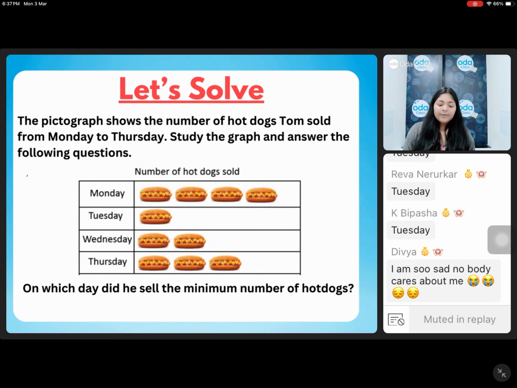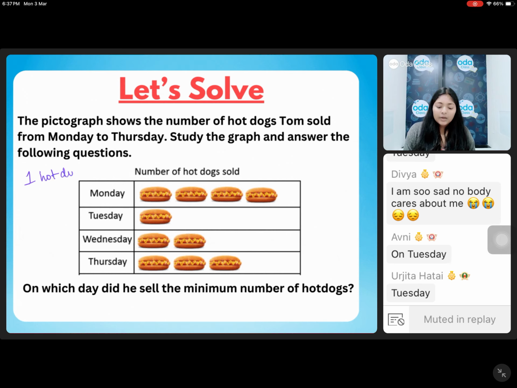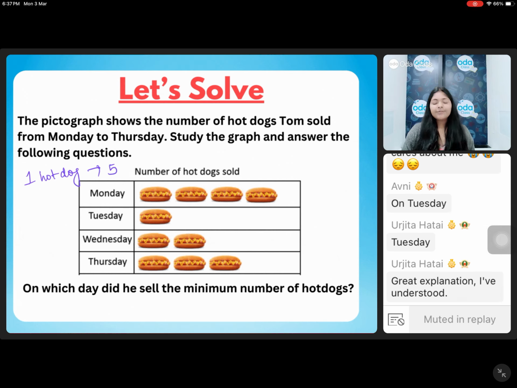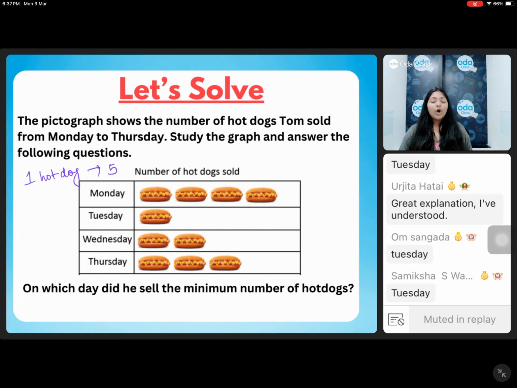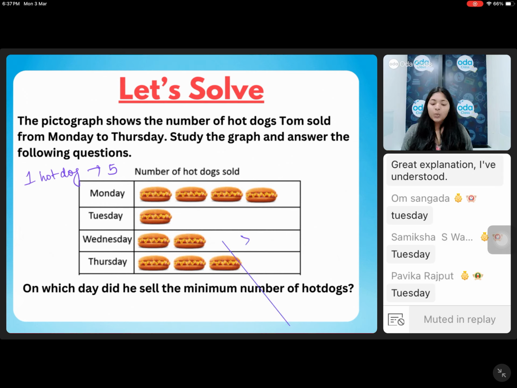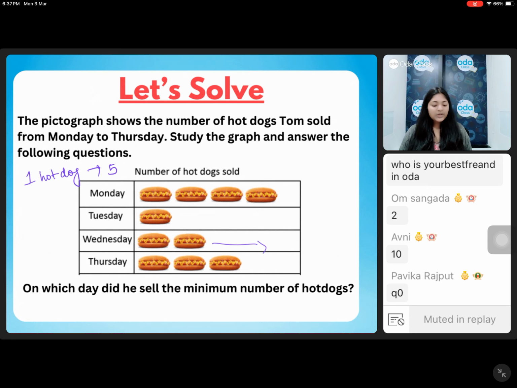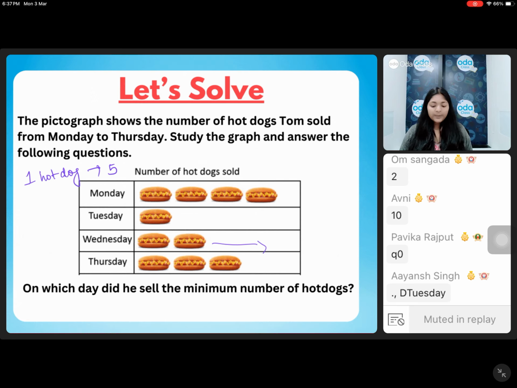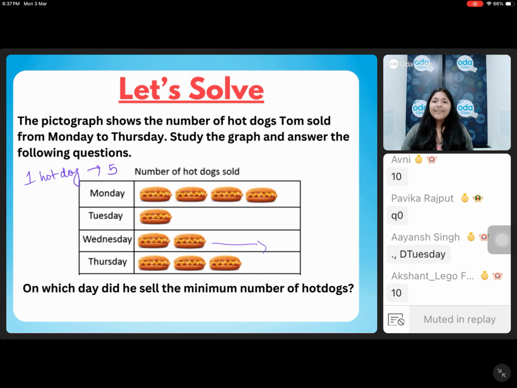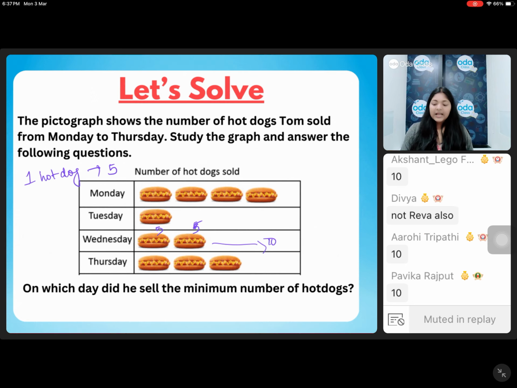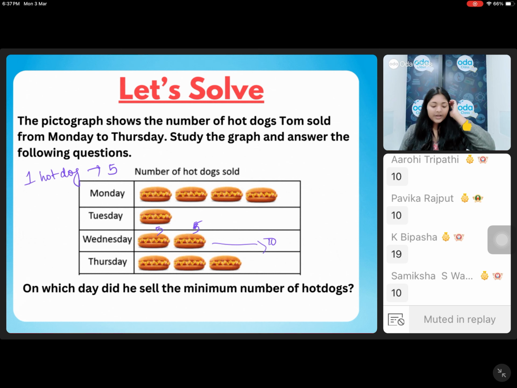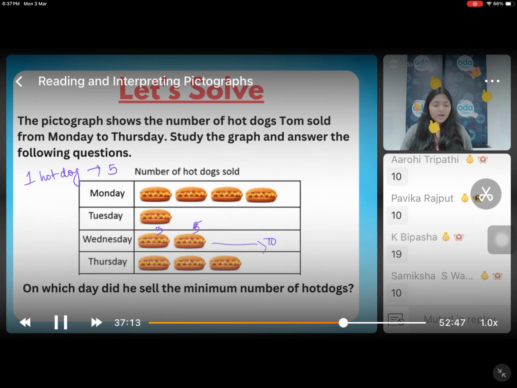So tell me, if one hot dog is representing 5, tell me the number of hot dogs sold on Wednesday. What will it be on Wednesday? Very good. This is 5, this is 5, so the total is 10. Understood, bacha? Clear all of you?